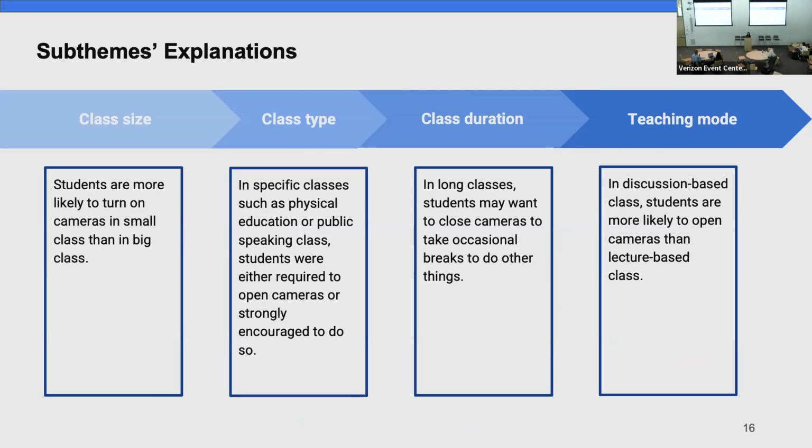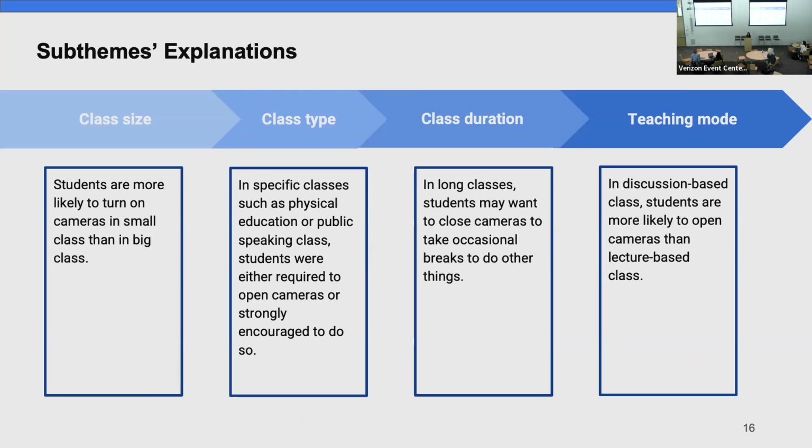And class type means that in some specific classes, such as PE class or public speech, the instructors would strongly encourage students to open their cameras to evaluate their performance. Because the instructors need to see the students' expressions and their postures to evaluate whether they do the right thing. So in this kind of class, students are more likely to open cameras.